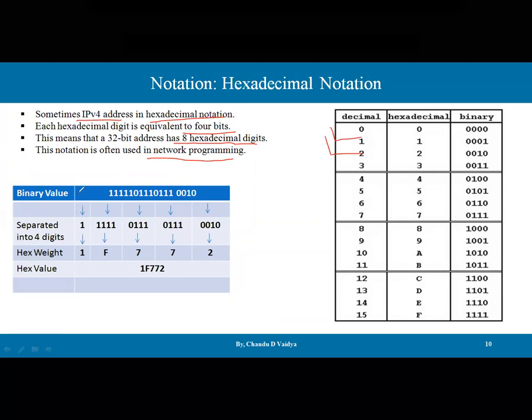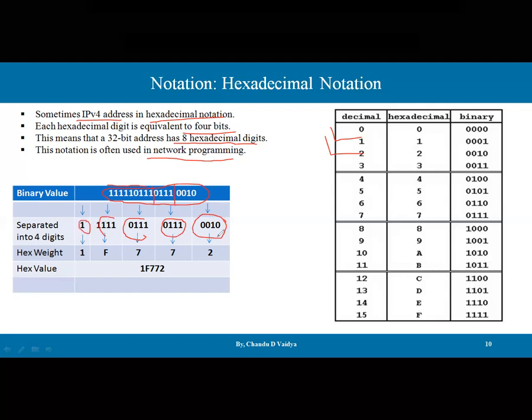Let's try one. Let's take one binary value: this is the binary bit position. Let's take 1111 1011 1011 0010. Now, in order to convert this into the hexadecimal value, what procedure is followed? The value is going to be separated into 4 bits. So we have taken this 4 bits over here, the second 4 bits up to this, then the third 4, the fourth one, and the last one remaining we have kept separate.